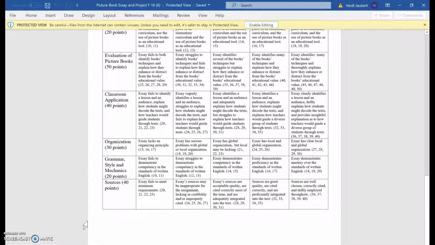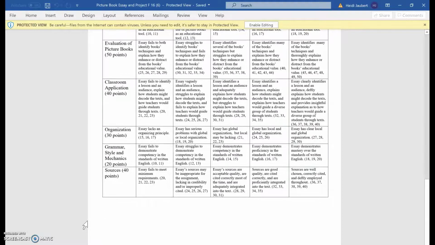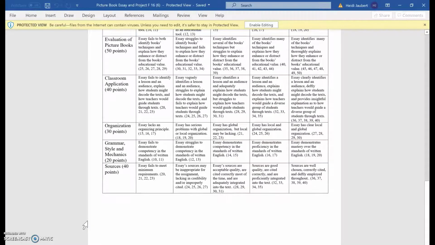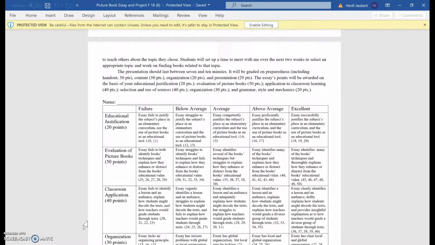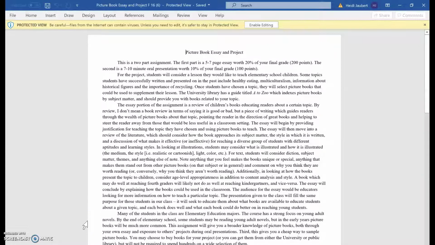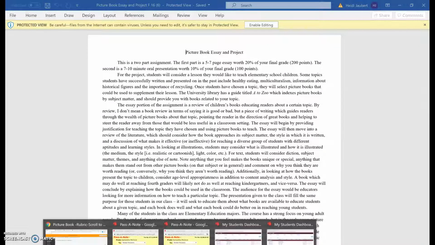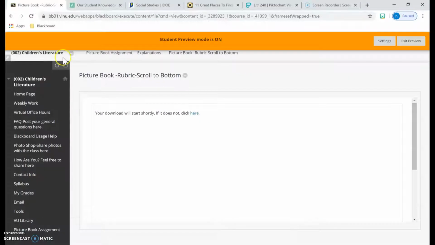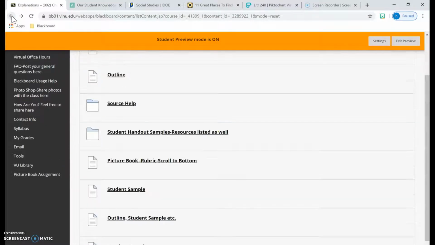Organization, we always talk about organization, using sophisticated transitions and standard grammar. Sources are well chosen and correctly cited. These were the in-text citations, and definitely employed. That means that if you're using a quote, you're introducing the quote, giving it, and then describing its significance. We've talked about the quote breakers in the past as well. And we'll go through all of the same steps as we normally do.